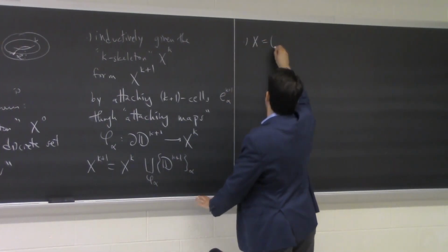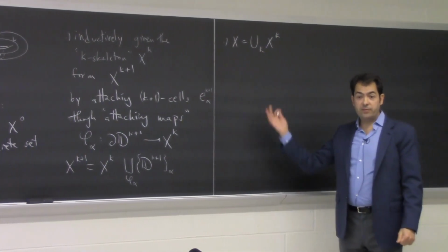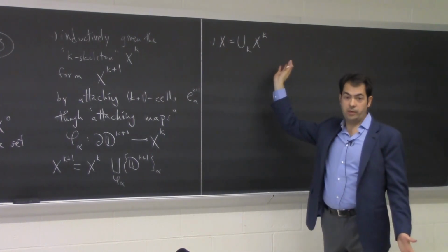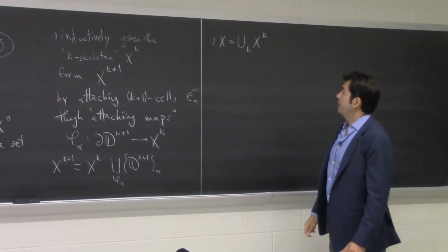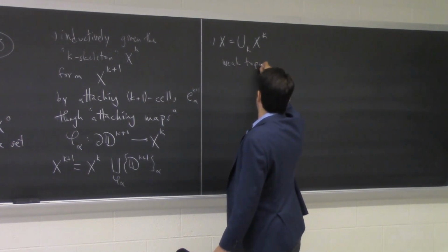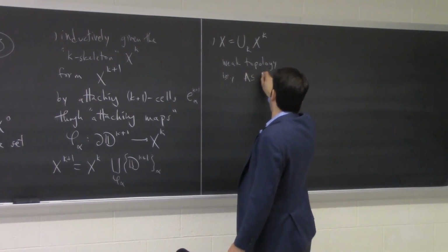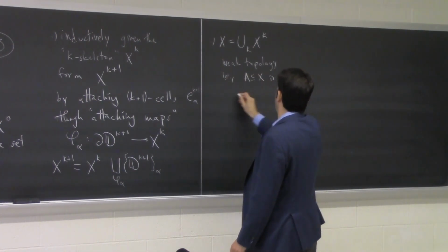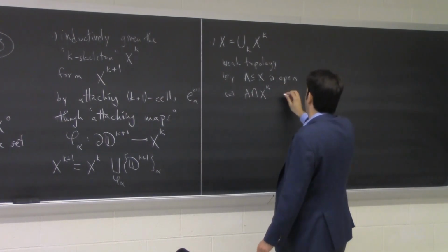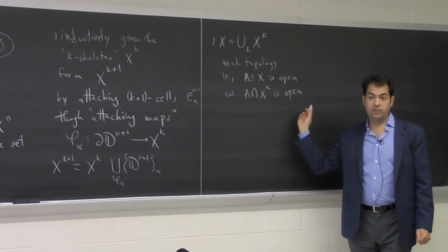OK, so X is then the union over all of these. And we might have infinitely many cells, in which case you could worry. And we could have infinite dimension going on here. There's no reason why it has to stop. And so you could worry about the topology. We give this the weak topology, meaning that a subset is open if and only if its intersection with each of the pieces is open.